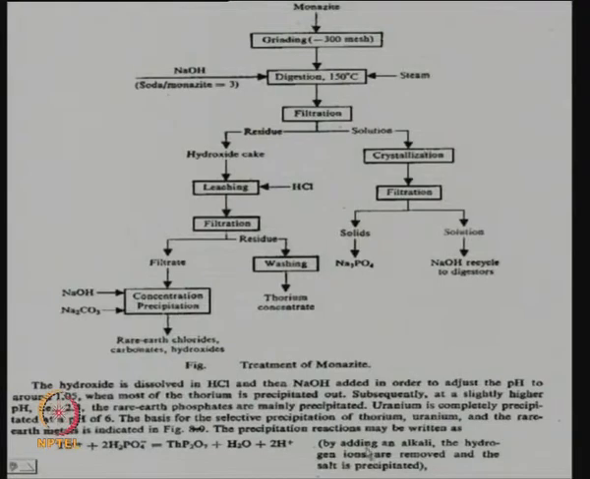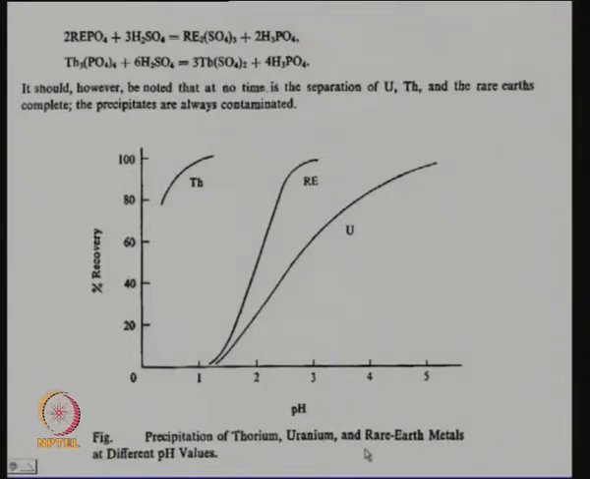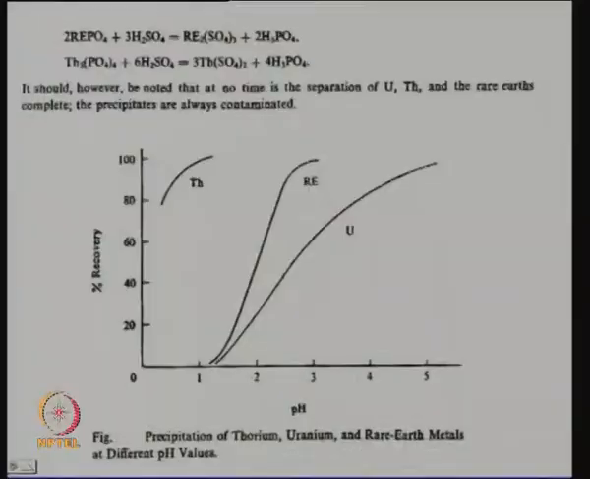Now, I will just finish by saying it is a typical chemistry thing. You have in solution thorium, some uranium, rare earths. They can be precipitated out of solution simply by adjusting the pH. This is one example. There can be many such examples. Typical reactions I have mentioned here, the rare earth phosphates in H2SO4 will form this, thorium phosphate will form this.